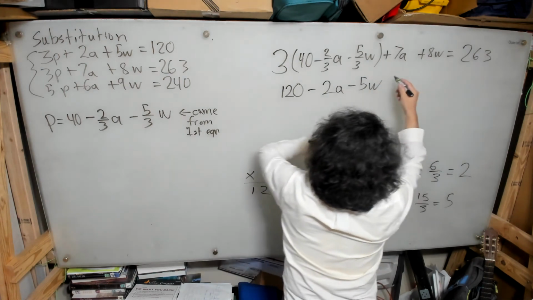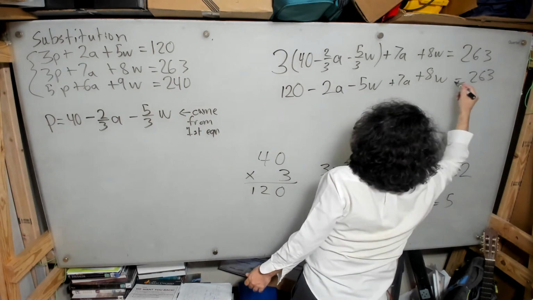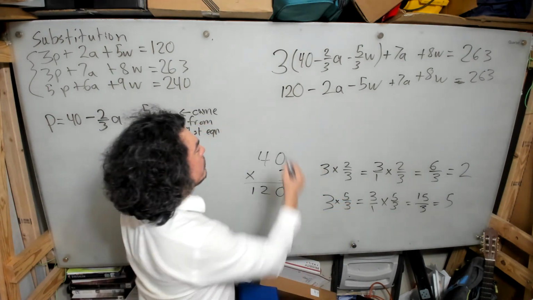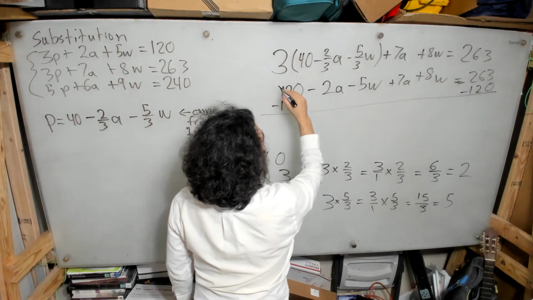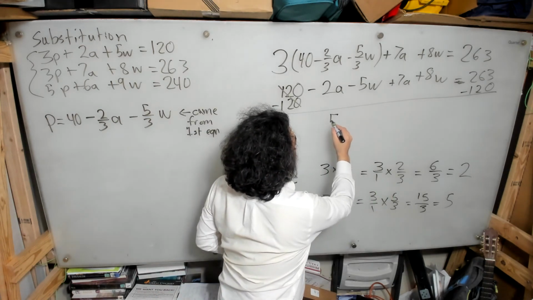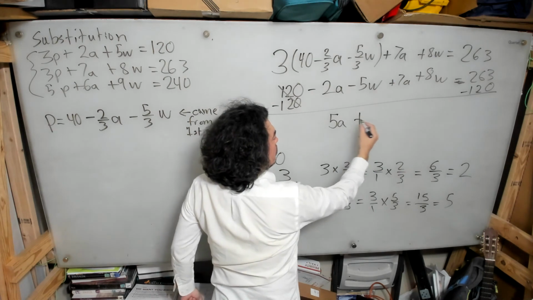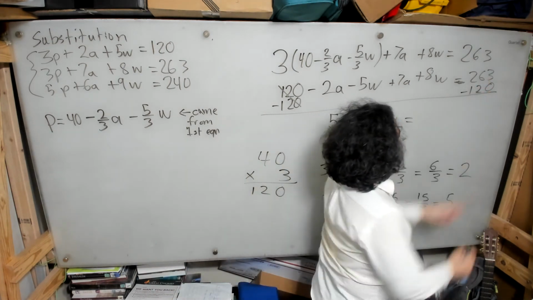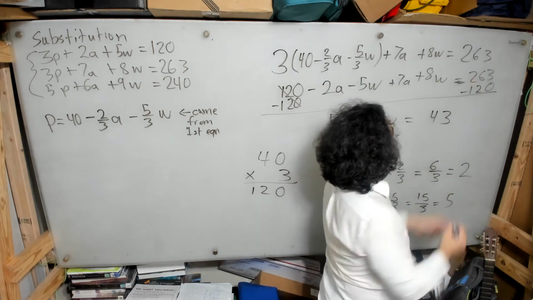So now I bring on the rest of this: plus 7a plus 8w equals 263. Okay. So now I need to combine like terms, and also I need to move this 120 to the other side. So I'm going to subtract the 120. This is gone. Now look at this. I have negative 2a plus 7a. Aha. That will be a total of positive 5a. I have negative 5w. I have plus 8w. So that'll be plus 3w. And that will equal, now I have 263 minus 120. 3 minus 0 is 3. 6 minus 2 is 4. And 2 minus 1 is 1.